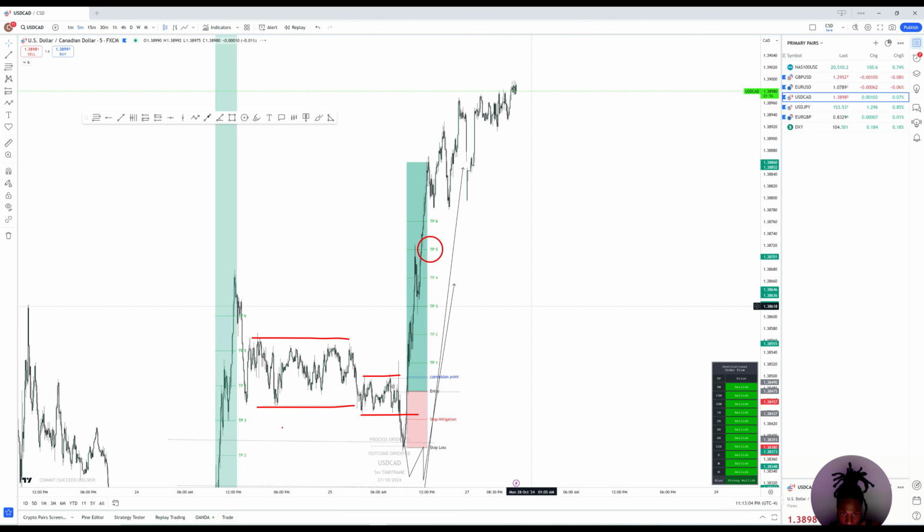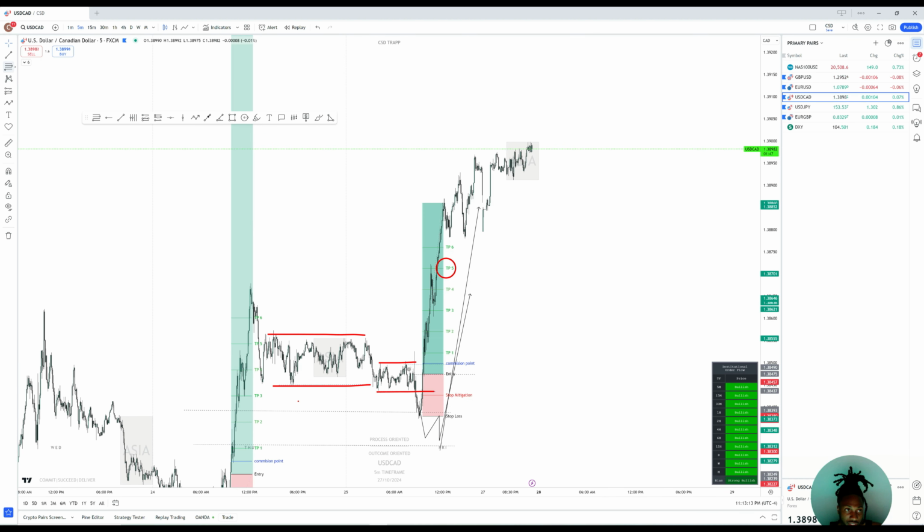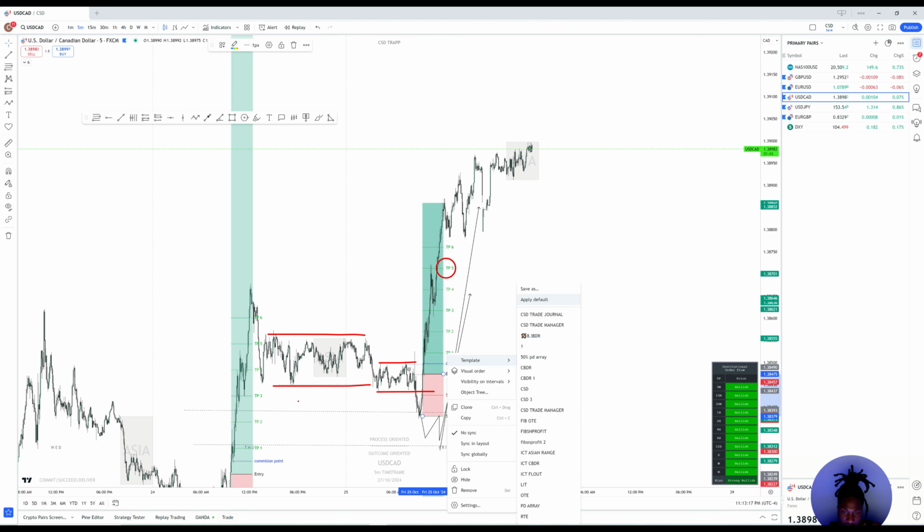UCAD, as you can see, paid out very beautifully. It's almost headed to TP10. I don't know why it's not showing right here. Let me see, TP10 should be showing. So guys who are still inside this trade, we are up. Like, this is a beautiful trade.